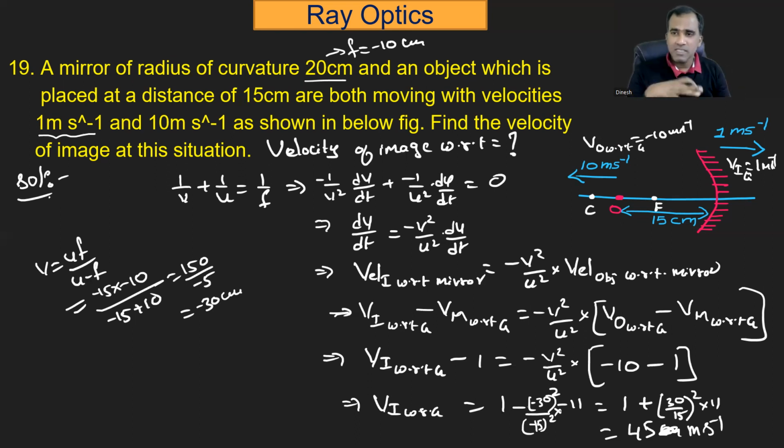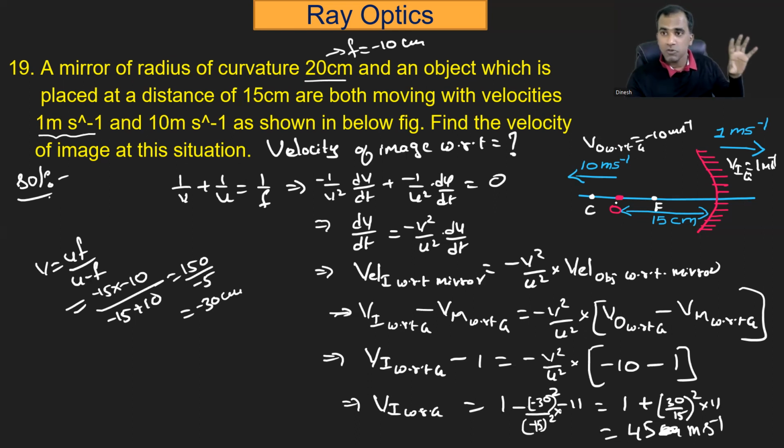Let's understand with common sense. Is it an agreeable answer or not? When the object is in the third region, between F and C, the image will be larger. And the object or image, whichever is in the fourth region, will be bigger and its velocity also will be larger.